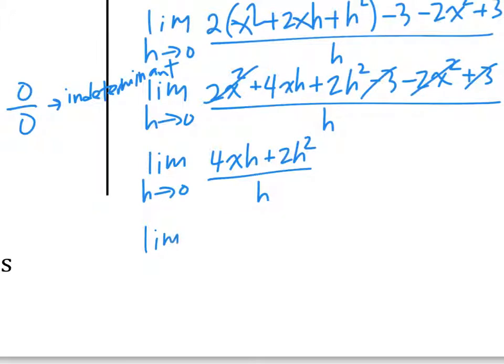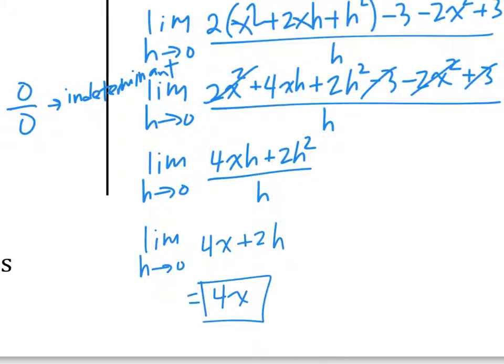So limit as h goes to 0, I can cancel out all the h's, and they should cancel out. Now can I plug in h equals 0? Yes. So this is 4x. So it's saying that the derivative of this function is 4x, meaning if you want to figure out the slope of this function at every point, it's just 4 times the x value.